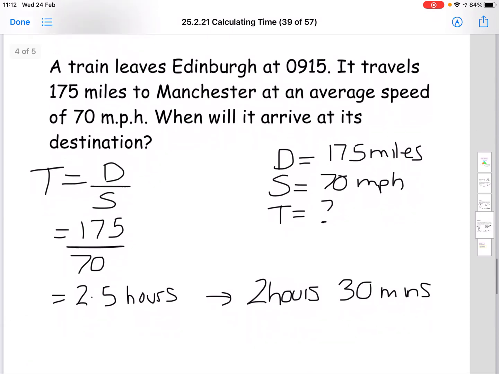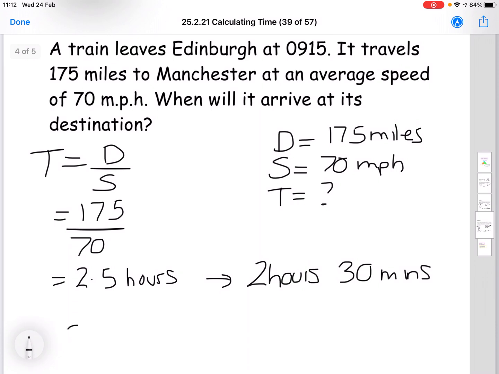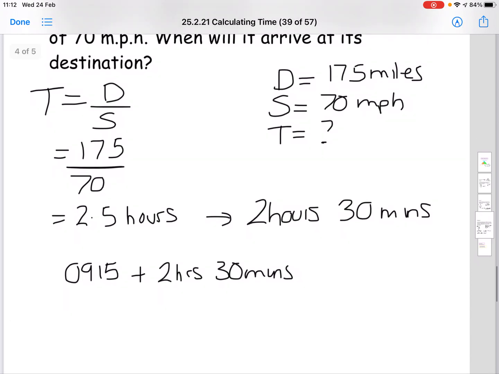So if we have left Edinburgh at 9:15, we need to add on the 2 hours and 30 minutes. So we're going to add that on, 2 hours, 30 minutes. So 9:15, if we add on the 2 hours, that would be 11:15. And then if you add on your 30 minutes, it's going to be 11:45 for the arrival time.